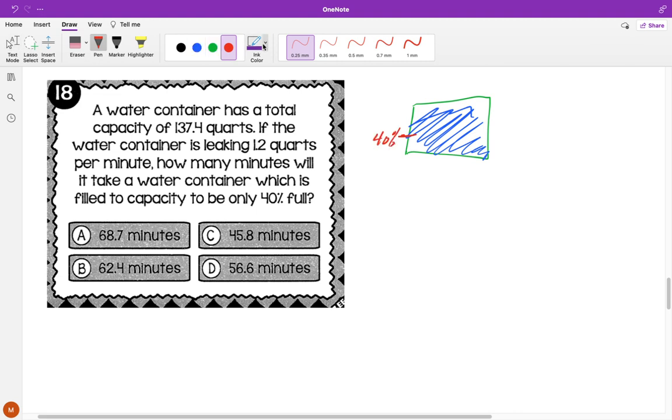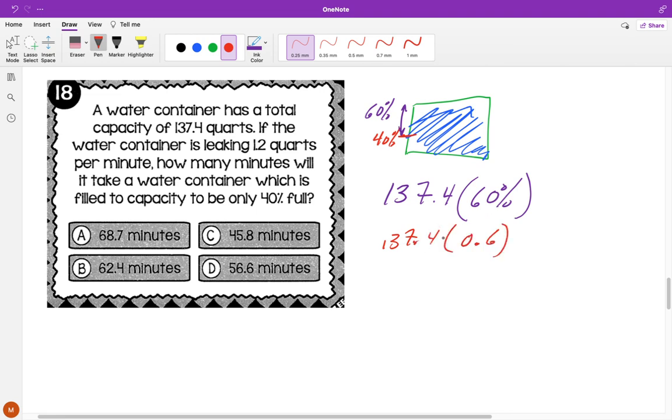So that means if we're getting to 40%, that means that 60% has drained. So I'm going to say, well, if we have a total of 137.4 quarts, what is 60% of that? If I multiply this by 60%, or we do 137.4 times 0.6, then that is equal to 82.44. So if I'm going to redraw this, we're here now.